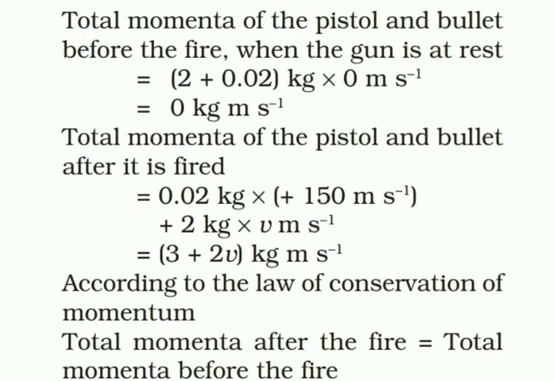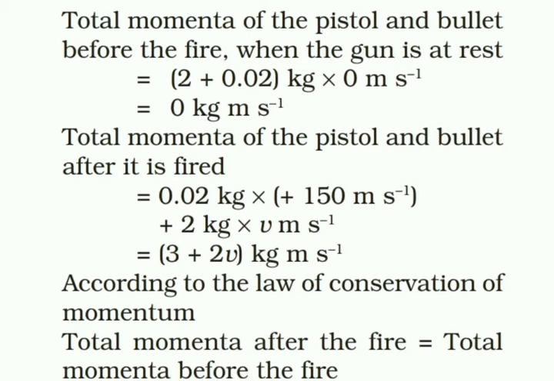Total momentum of the pistol and the bullet before the fire, when the gun is at rest. According to the law of conservation of momentum, we have the equation m1 u1 plus m2 u2 equal to m1 v1 plus m2 v2. So, total momentum before firing is equal to m1 u1 plus m2 u2. We substitute the values of m1, m2 and u1 and u2. Here u1 and u2 are 0. So we get the answer 0 kg meter per second.